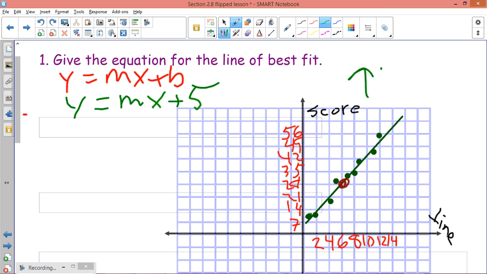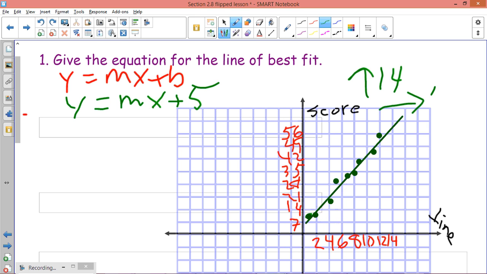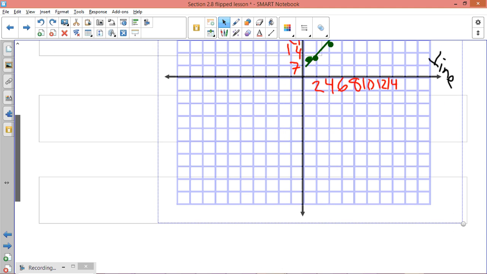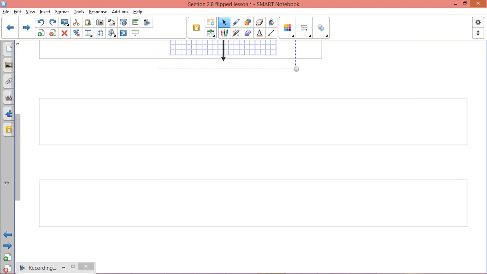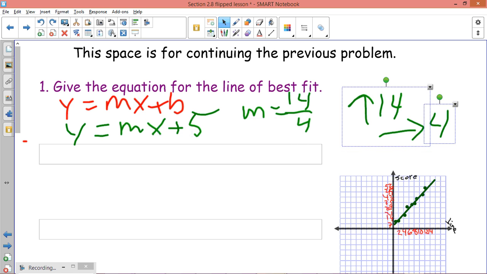I'm going up 14, and then I go over between those 2 points. Between here and here, I'm going over between 2 hours to 6 hours, so that's over 4 hours. I go up 14, over 4. They're both in the positive direction, so my slope is my rise over my run, 14 over 4. Now I'm going to shrink all this back down, so it's not in our way anymore. And I'm going to erase this because I no longer need it.